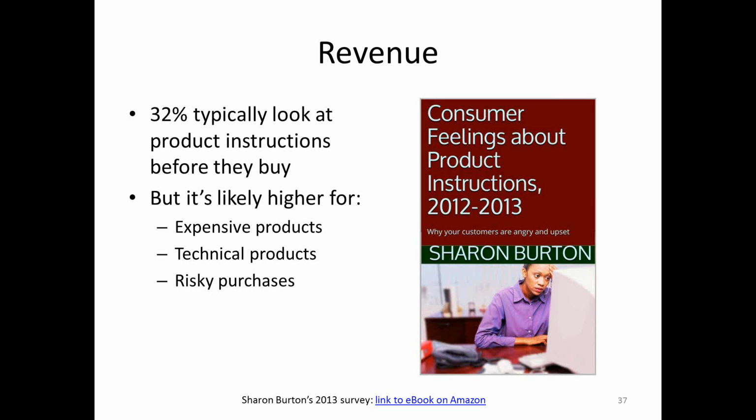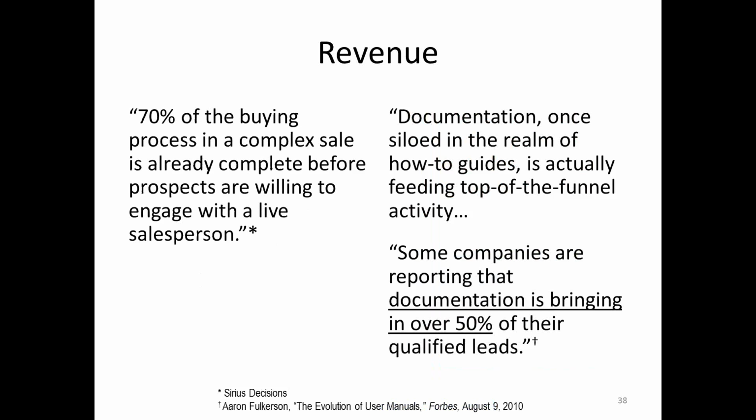So according to her survey, and this is consumers across all types of products, so there may be people buying furniture as well as people buying routers and software and technical products and financial products, 32% typically look at product instructions before they buy. That's an average number. We know it's much higher for products that are expensive or technical or otherwise have a higher level of risk associated with their purchase.